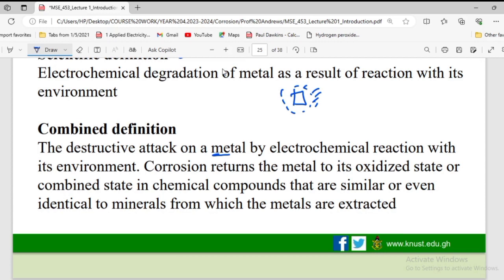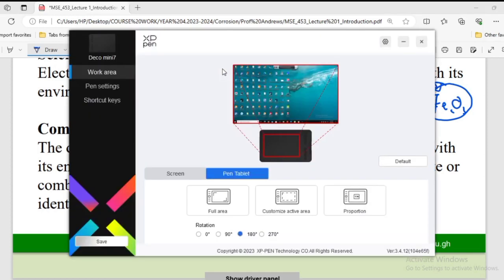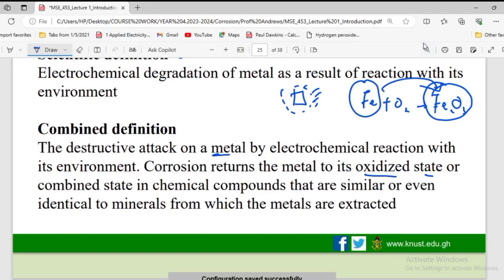returns the metal to its oxidized or combined state in chemical compounds that are similar or even identical to the minerals from which the metals are extracted. So iron reacts with oxygen, then it's hematite or magnetite, because this is an ore. You have this extracted as an engineering material, then it reacts with the oxygen, and then it comes back to its ore state. That is how corrosion is. That's why it's extractive metallurgy in reverse.